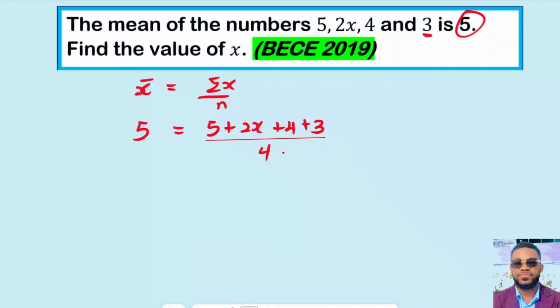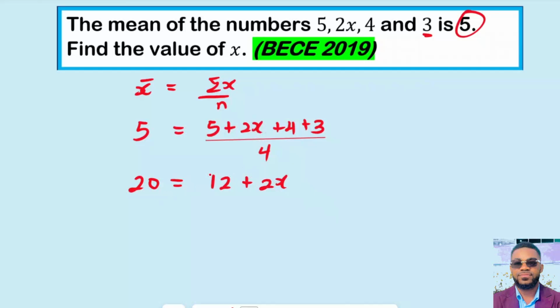So what do we do next? We just have to multiply this 4 by 5. That's just cross multiplication. Or we are just multiplying through by the LCM. So 5 times 4 is going to be 20. So you have 20 equal to, we simplify the numerator. So 5 plus 4, that's going to be 9. And 9 plus 3, we have 12. So you have 12 plus 2x. Remember that we cannot add 2x to 12.